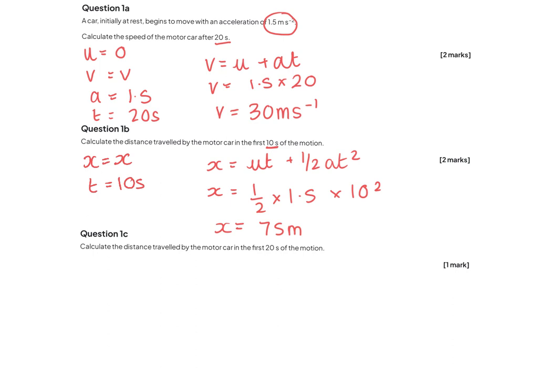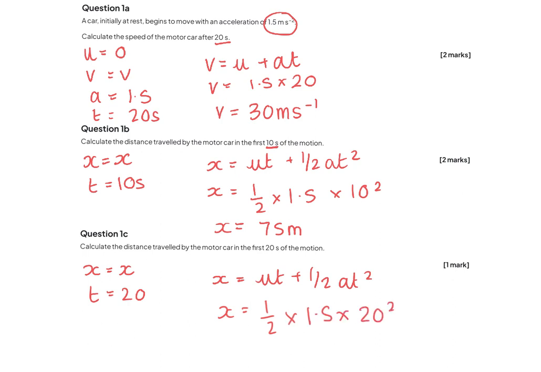1c, calculate the distance travelled. So this time we're working out x again, but it's going to be t is equal to 20. So it's exactly the same as the question above. x equals ut plus half at squared, but instead this time we have t equals 20. So again, x equals ut, which is going to be 0 plus half times the acceleration of 1.5 times 20 squared, and that's going to give you x equals 300 meters.